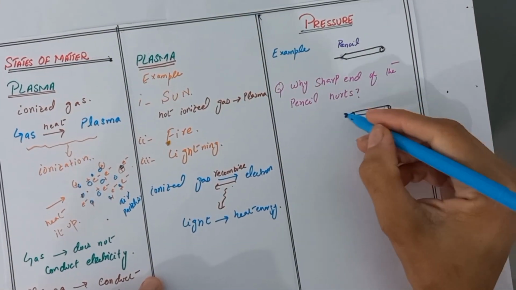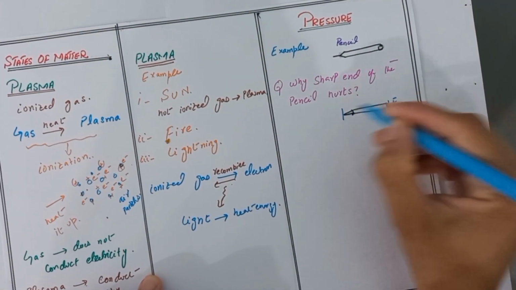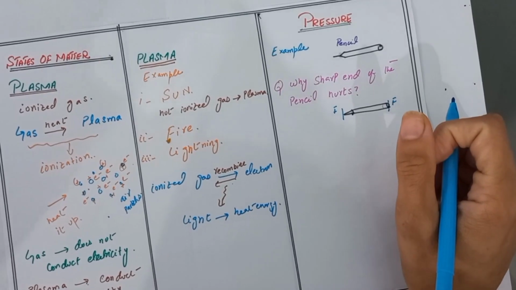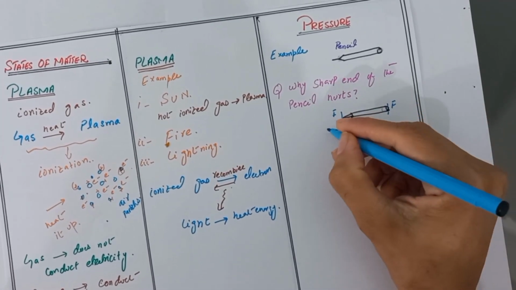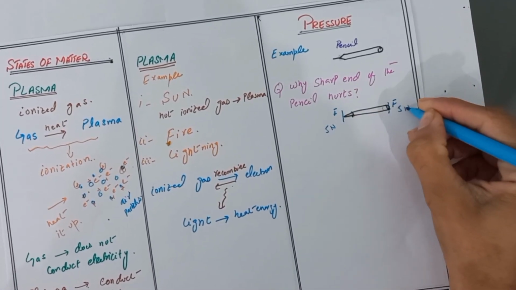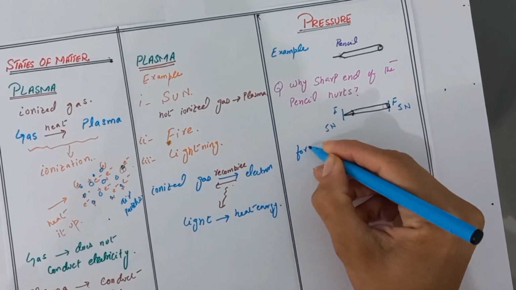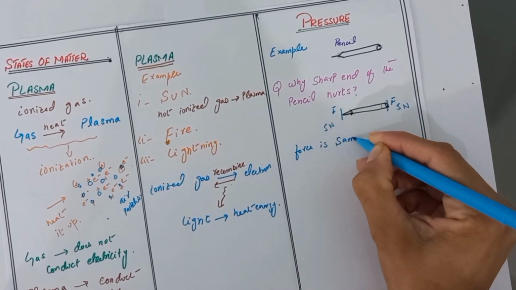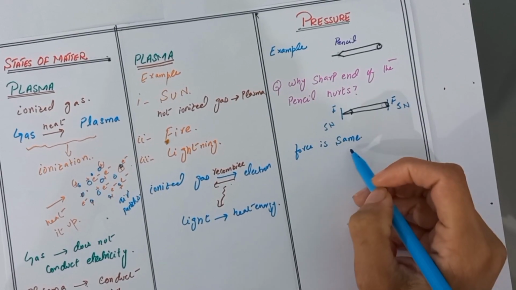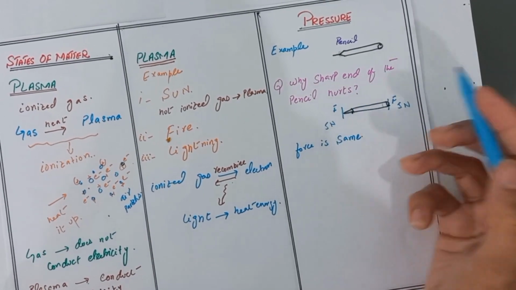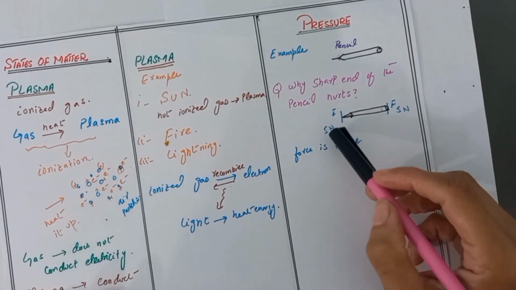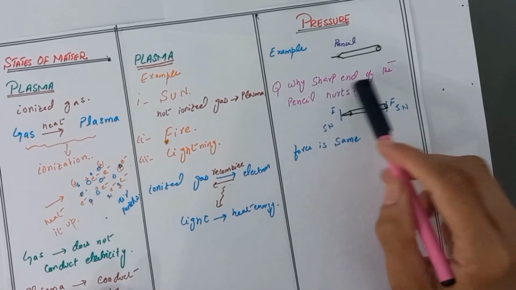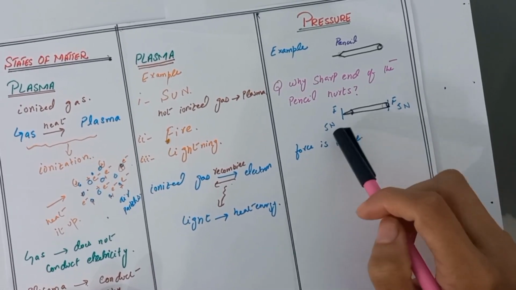So you are applying the same force on both sides of the pencil. For example, you are applying 5 Newton force on both sides of the pencil, so the force is the same. Then if the force is the same, why does the sharp end of the pencil hurt? So force cannot explain why the sharp end of the pencil hurts, because force is the same on both sides, right guys?